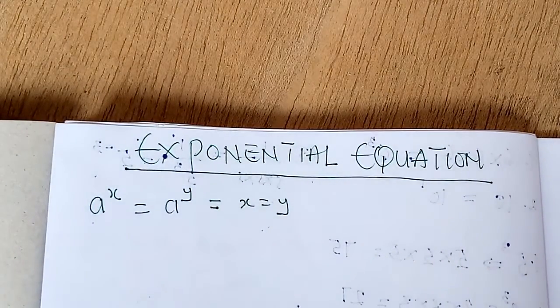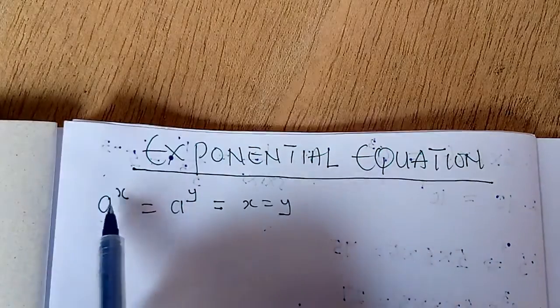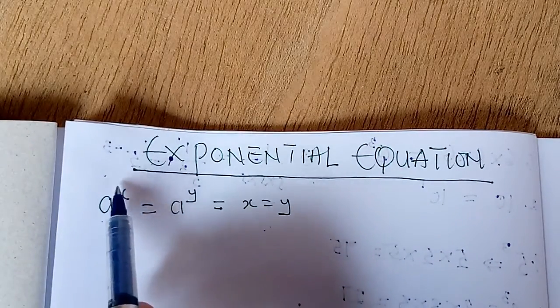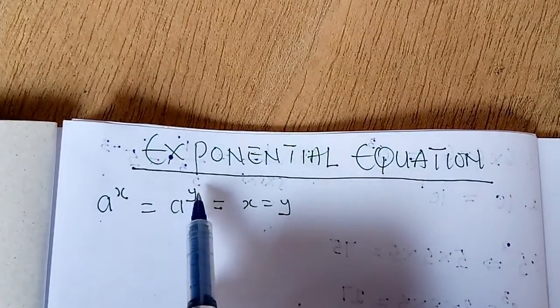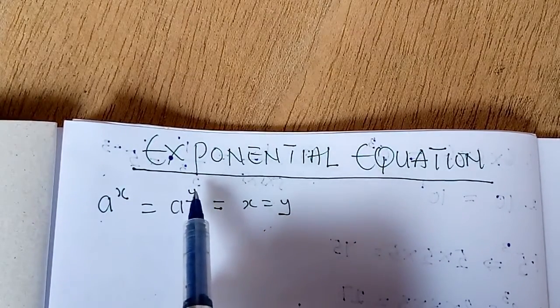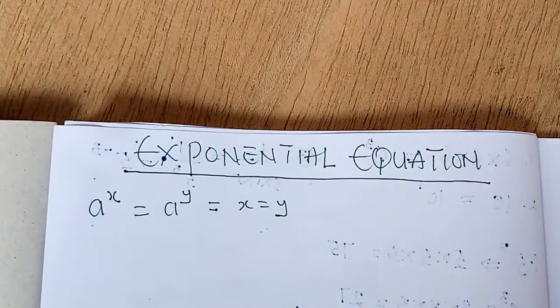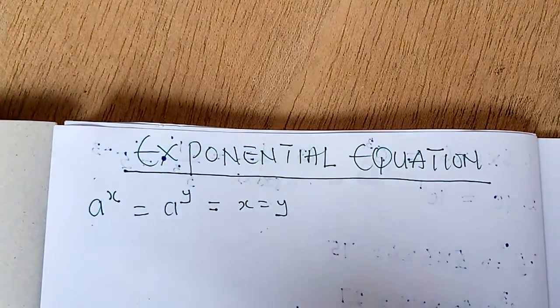Whenever we are dealing with exponential equations, I want you to understand that these are equations which have the variable or the unknown quantity as the index. Here the index is x, here the index is y. They are the unknown quantities that we have to solve for. So when we're dealing with equations like this, we call them exponential because the unknown variables are the exponents. This is how we represent exponential equations.